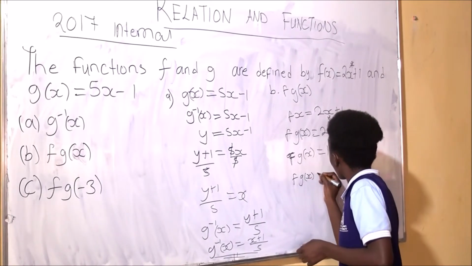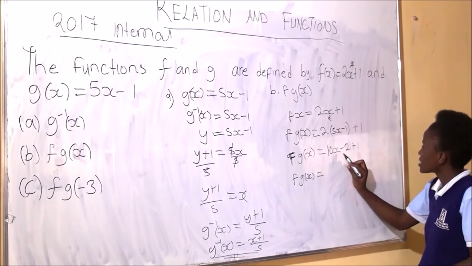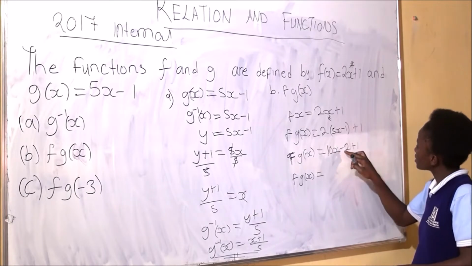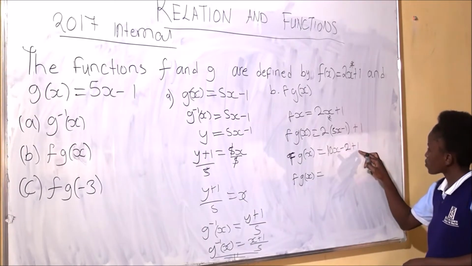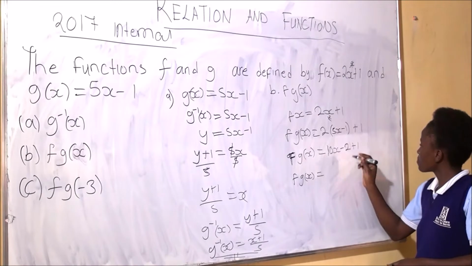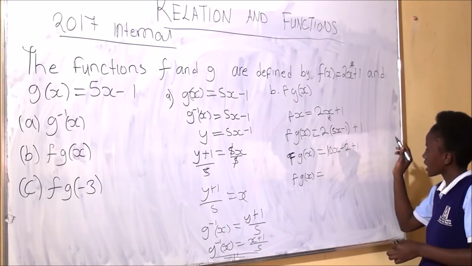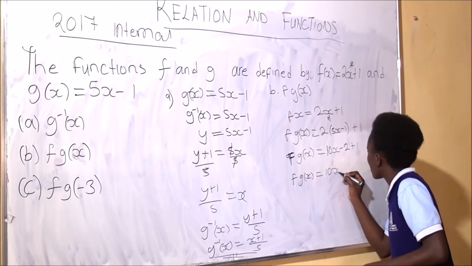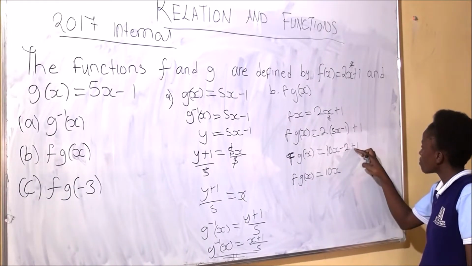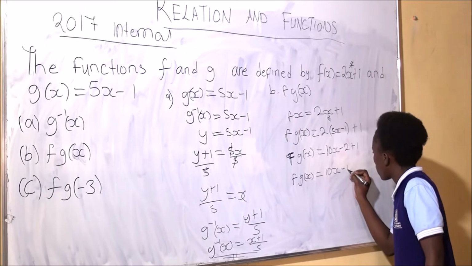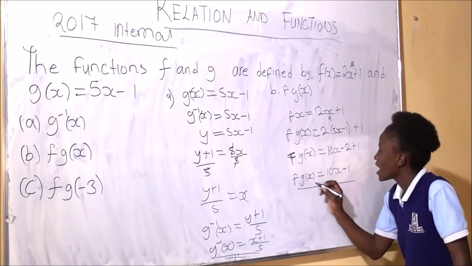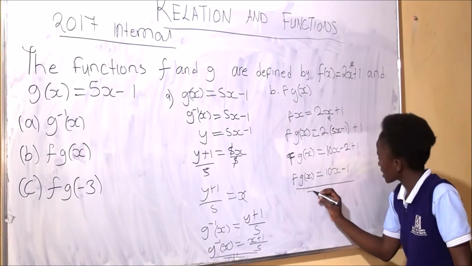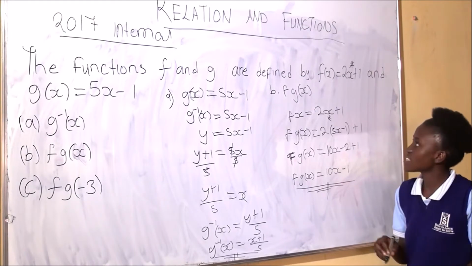10x can't be subtracted from or added to 2 plus 1 because they are unlike terms, but 2 and 1 are like terms, so they can be added or subtracted. So we bring our 10x down, then negative 2 plus 1, which will be negative 1. Then we found our f of g of x, which is 10x minus 1. This is our final answer.